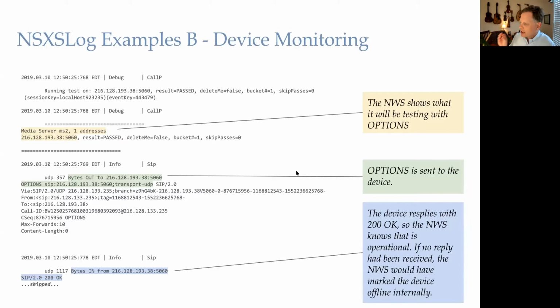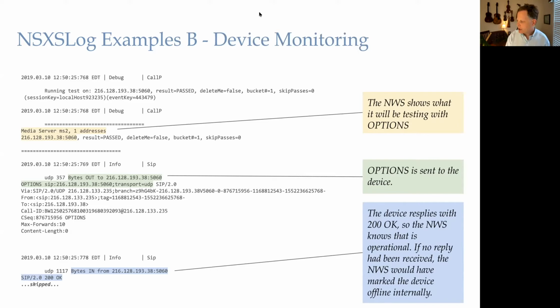You can also see device monitoring where the network server sends options ping. So this is an example in green here, where the network server sends an options message outbound to some other device. In this case, it's sending an options message to 216.128.193.38. And then you can see here, there's a response that comes in, a 200 OK. So the device replies with that 200 OK, so the network server knows that it's operational.